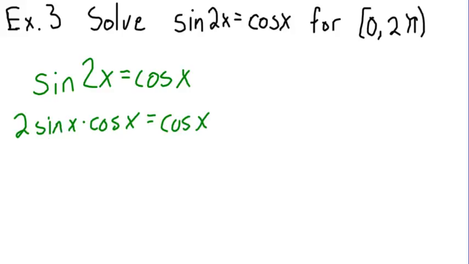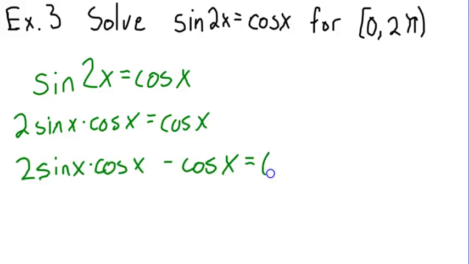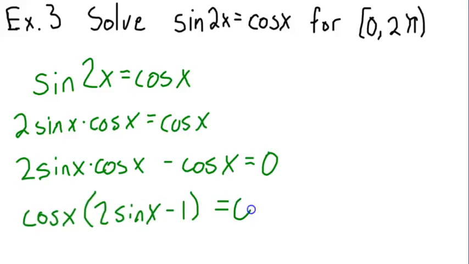Okay, so remember the common strategy: if we're trying to solve an equation, set it equal to 0. So we would have to subtract cosine x to the other side. So we get 2 sine x times cosine x minus cosine x equal to 0. Now we need to think about what these two terms have in common. They have a cosine x in common, so we can factor that out in front. So cosine x, we're left with 2 sine x minus 1 equal to 0.